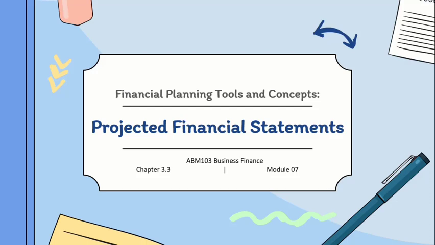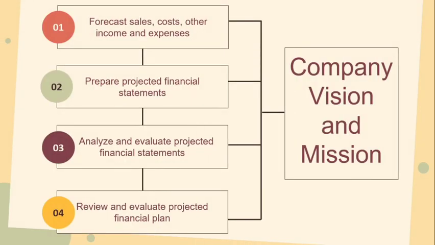We will now be discussing another financial planning tool, which is projecting financial statements. From our previous discussion, we already learned about how to make budget plans. We discussed the sales budget, the cash budget, and the production budget. The contents of those budgets can be used and are very useful in preparing projected financial statements.